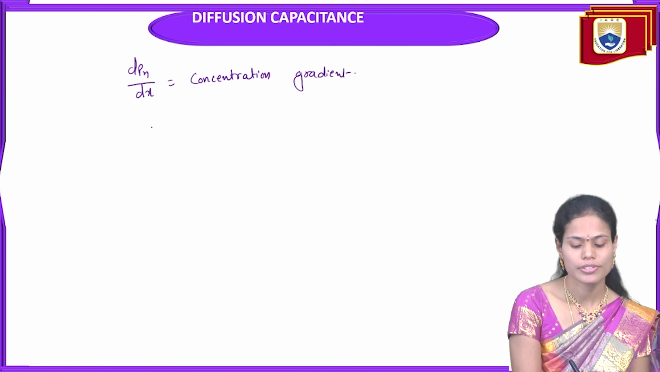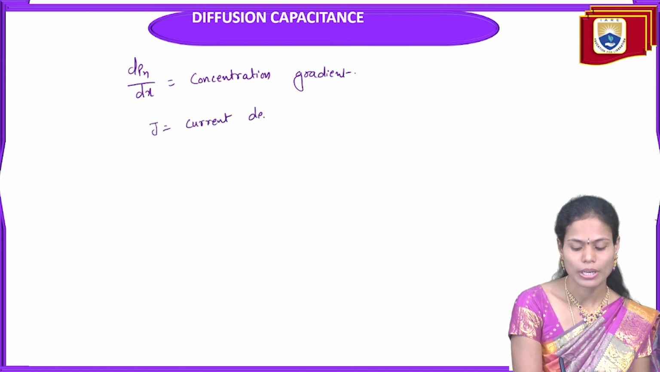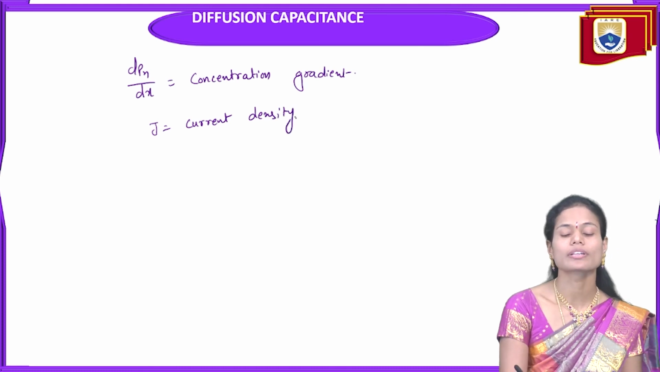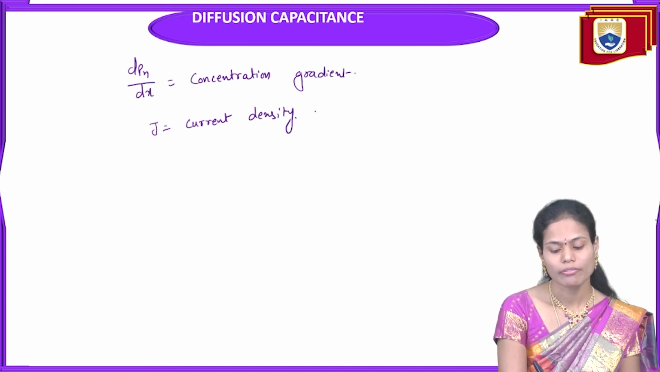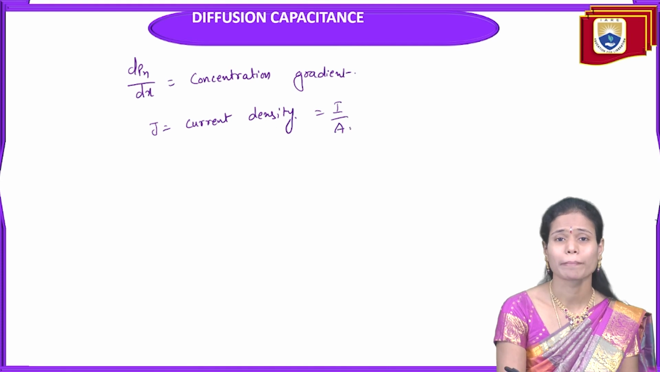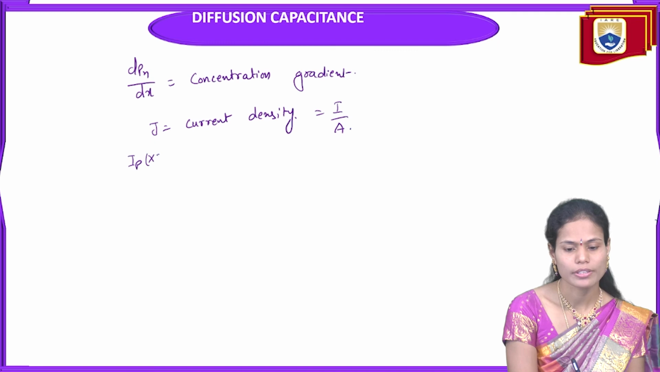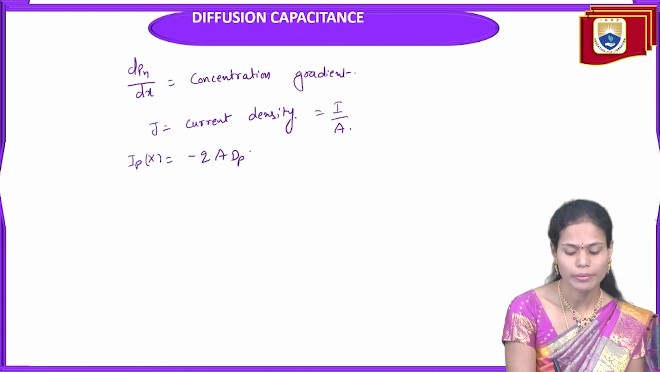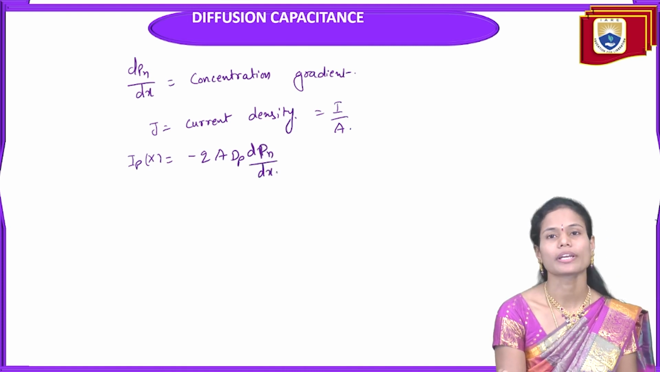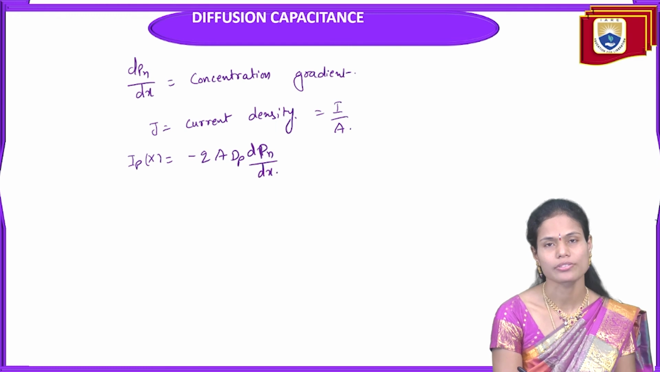Okay, and J is the current density, how much current is flowing in the device. That one we can also call current per area of the junction. And Ip of x is nothing but minus QA dPn by dx, where A is the area of the cross section.